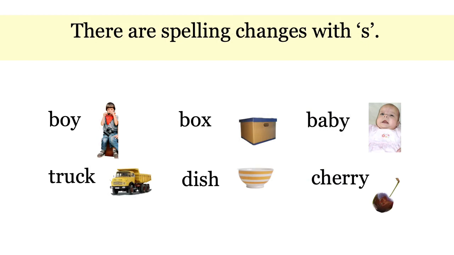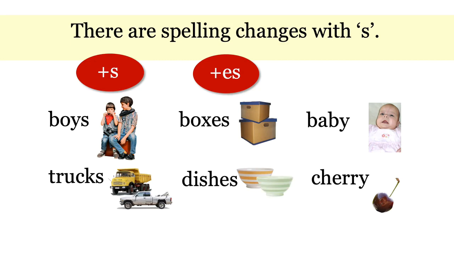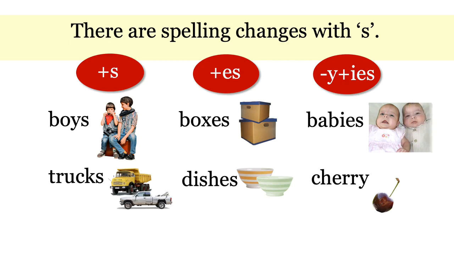There are spelling changes when you add S. Let's look at what happens when you add S to different words. First, for most nouns, we just add an S. Boy changes to boys. Truck changes to trucks. But sometimes we add ES. Box changes to boxes, and we add ES to dish to get dishes. And sometimes we drop the Y and add IES. For example, baby, we drop the Y and add IES to get babies. And cherry, we drop the Y and add IES to get cherries. Let's take a closer look.